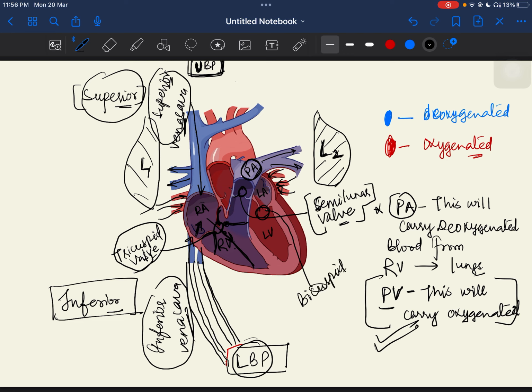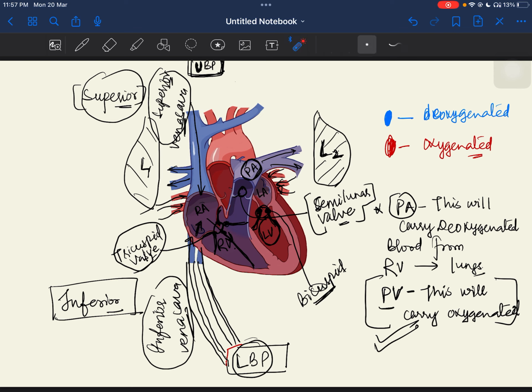Because the chorda tendineae which is present here is present like a string and will attach to the bicuspid valve from two ends. Here the chorda tendineae was attached from three ends. That's why it's called tricuspid. But here it was attached from two ends. That's why it's called bicuspid. Okay, so the blood will be pumped from the left atrium to the left ventricle.